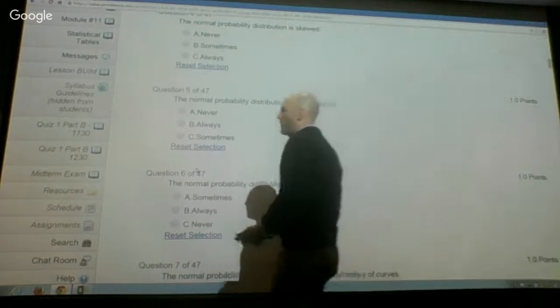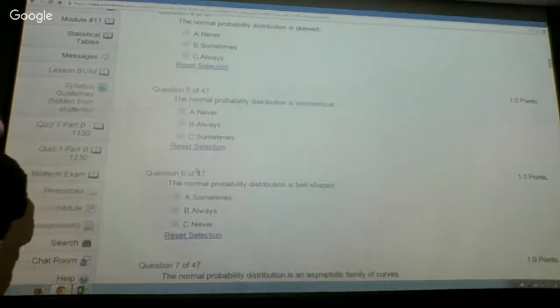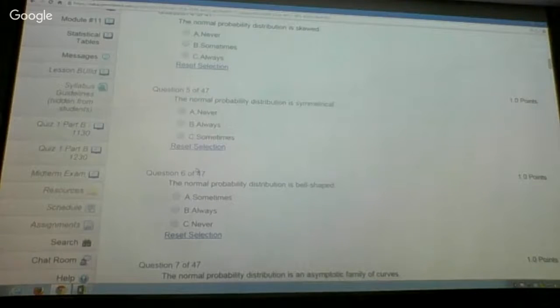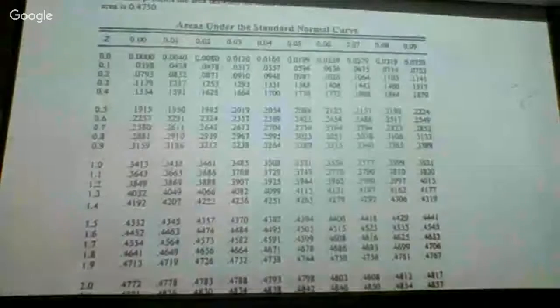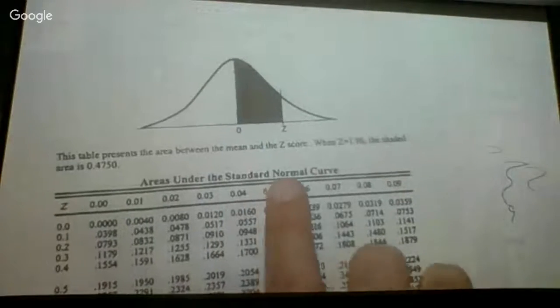When we're talking about the normal probability distribution, this may be the standard normal distribution, the standard normal curve. But as we're talking about many of these here, the normal probability distribution will be symmetrical.